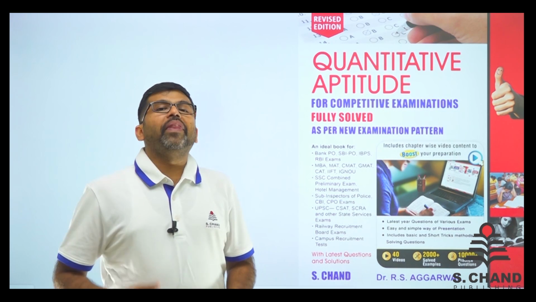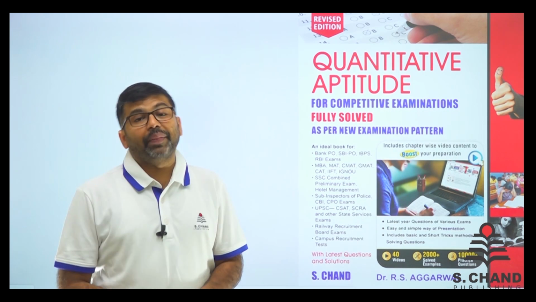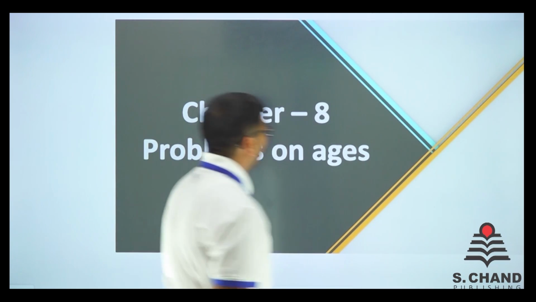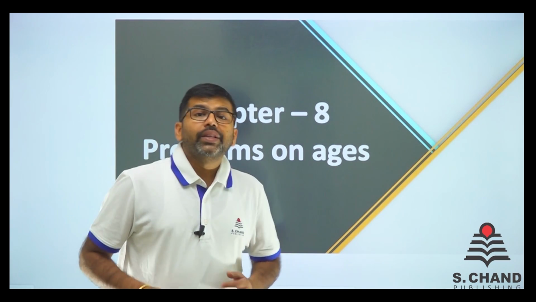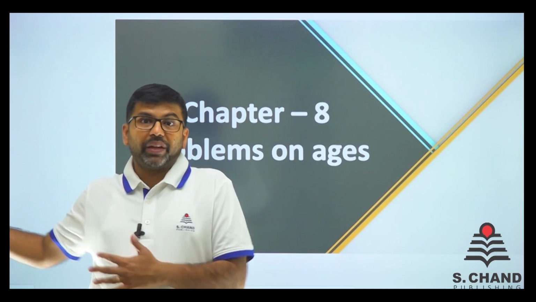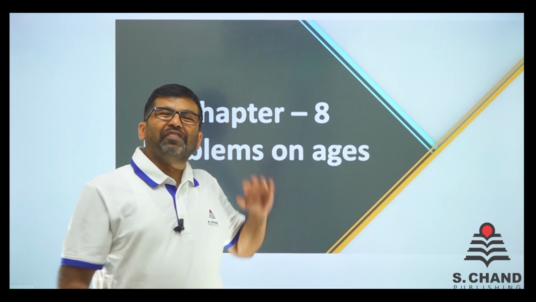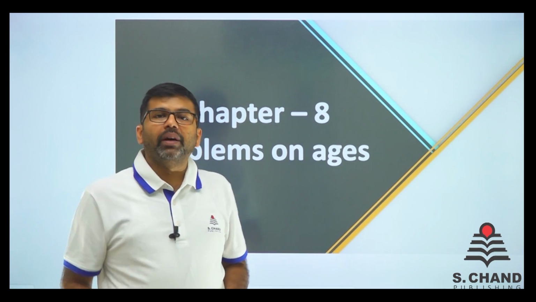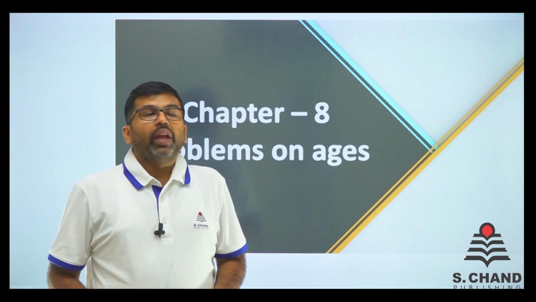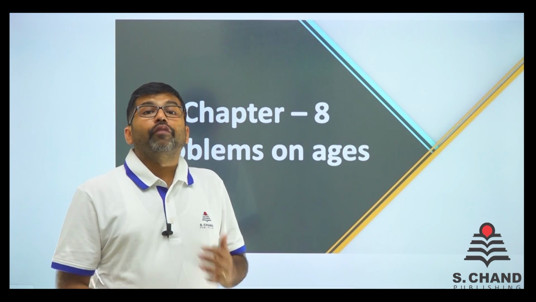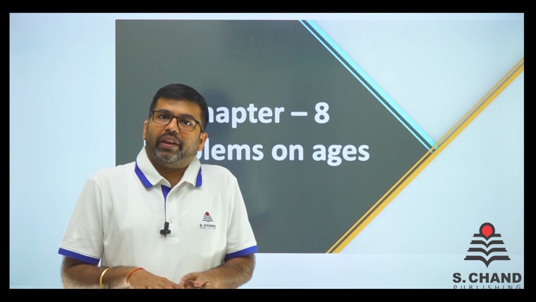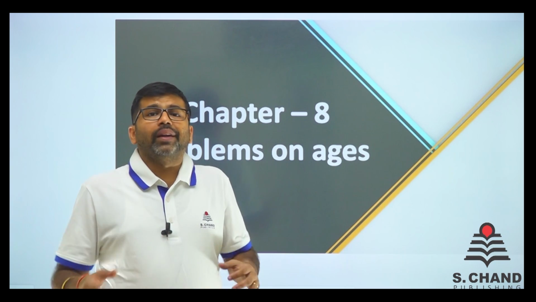And now we have come to chapter number 8, and what is chapter number 8, my friends? Chapter number 8 is problems on ages. If you have done the previous chapter, it is very much similar to that. If you remember, in the previous chapter, chapter number 7, what did we do? We read a question and we formed some equations, and just solve the equation and you get the answer. There is no other theory.